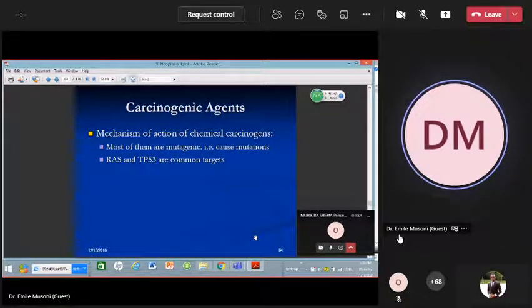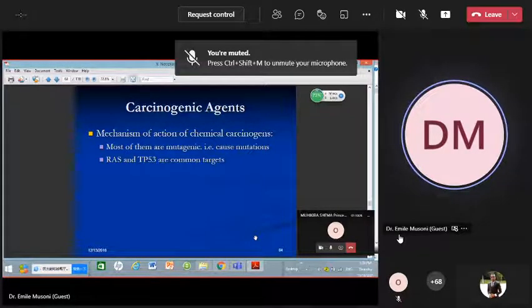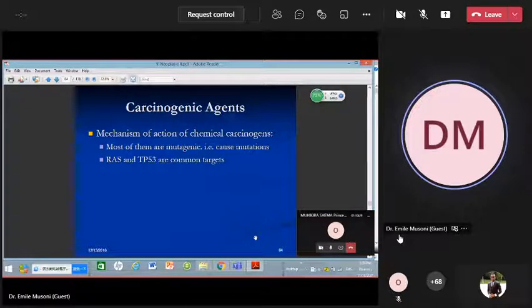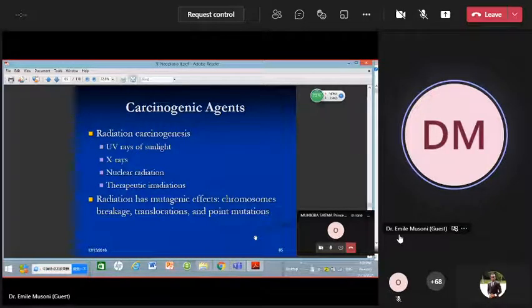Here we see the mechanism of action of the chemical carcinogens. Most of them are mutagenic, they cause mutation. RAS and p53 are common targets of those chemicals. Radiation, like ultraviolet, X-rays, nuclear radiation, therapeutic irradiation, these also can cause a cancer.